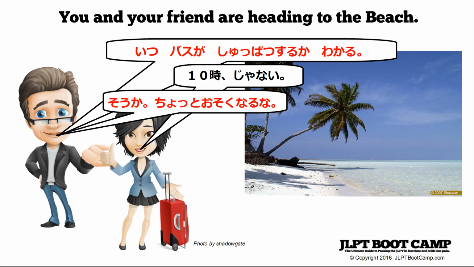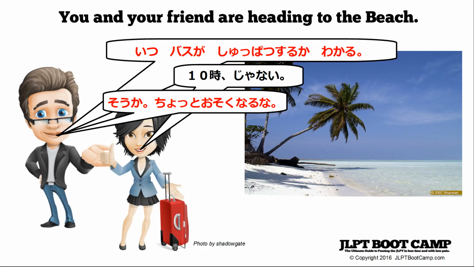So first sentence, itsu is when, basu is, of course, bus. Ga is the subject marking particle there. Shupatsu is, to literally translate it, departure. Of course, if you add suru, that means to depart. It's the verb to depart. Ka is marking that as a question that you're burying in the sentence, and wakaru is to know or to understand. So if you take this all together, you're asking kind of indirectly when the bus leaves.